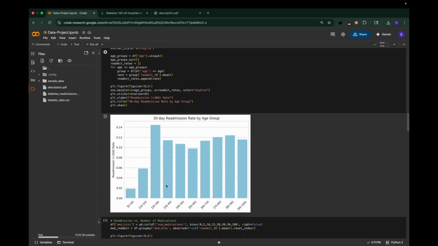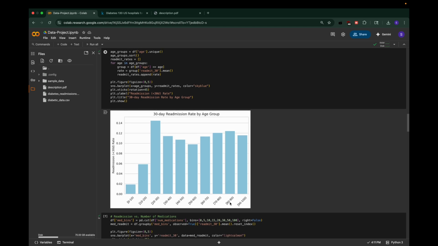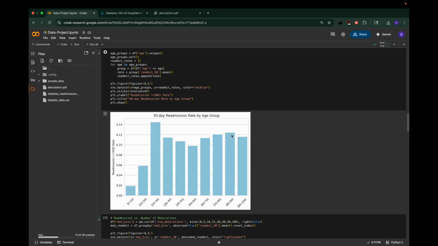This gives us the plot showing that people who are 20 to 30 have the highest readmission rates, around 14%, as opposed to people in their 80s to 90s, who have around 11 to 12%.